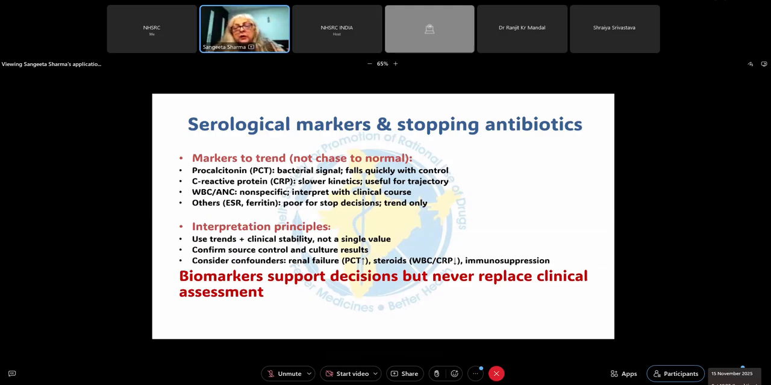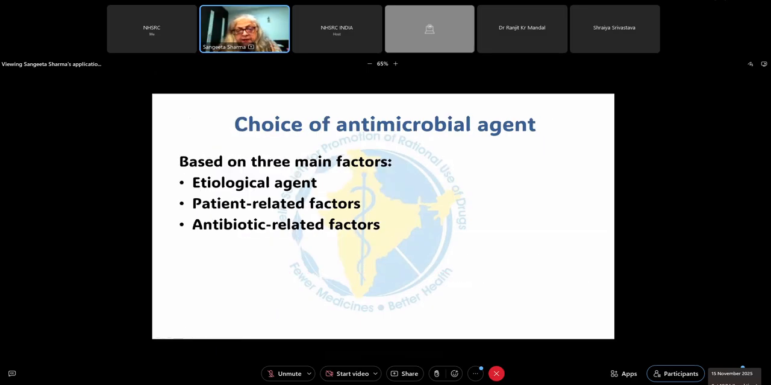It is important that once the source is controlled and culture results are available, if you have targeted therapy, you will usually find a decline. So consider other factors. My caution to you is that these biomarkers support decisions, but they don't replace clinical assessment. So whatever you do, look at the patients as well.